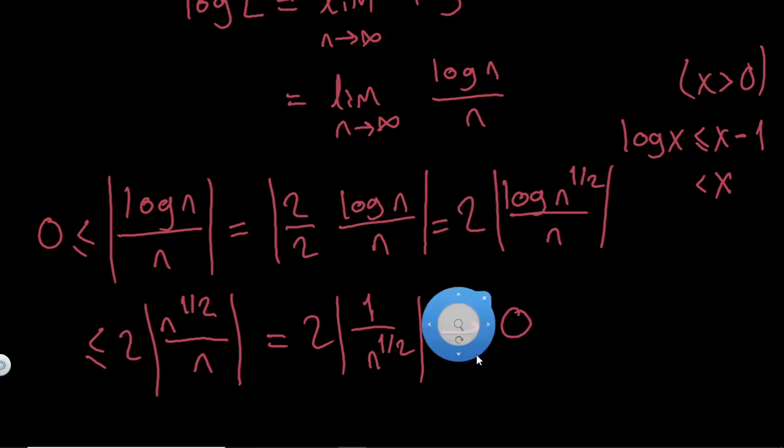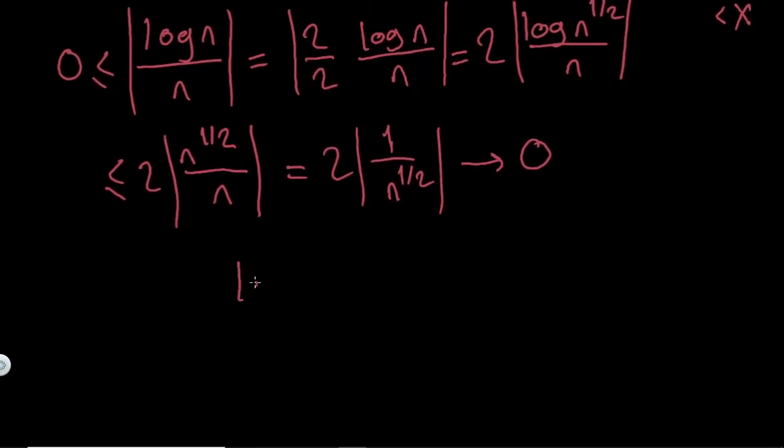So now we know that log L converges to 0. So we can just take the exponential here. So L will be equal to e to the 0, which is equal to 1. And this is our answer.